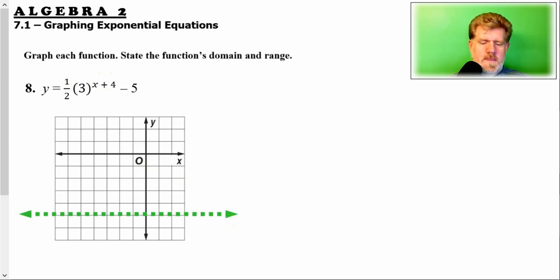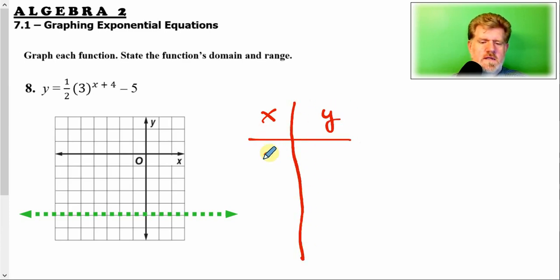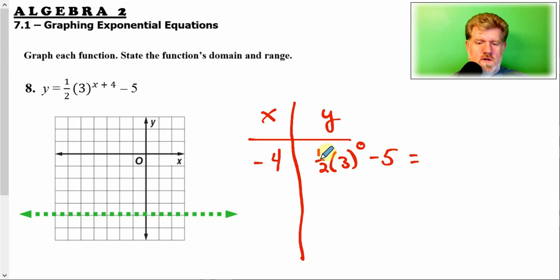Okay. Now, let's make a table. Let's see what's happening. Oh, I don't want to start at 0. I want my exponent to be 0. So what can I add to 4 to get 0? Negative 4. Again, you don't have to do it with these numbers. I just like to do it with these numbers. So negative 4 plus 4 is 0. So 3 to the 0 is 1. 1 times a half is a half. So a half minus 5 is negative 4.5.